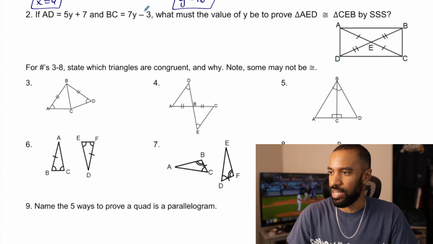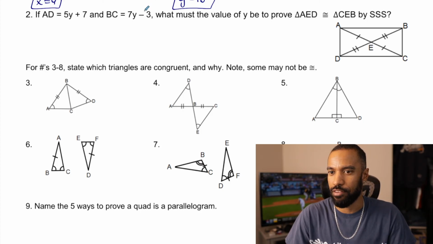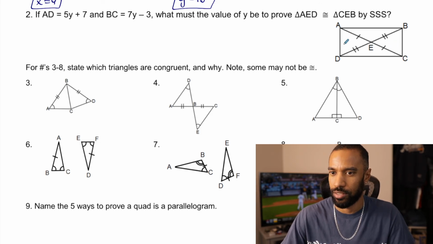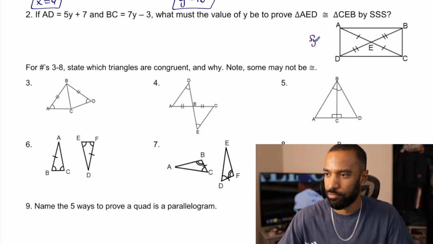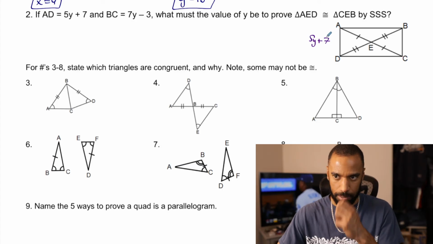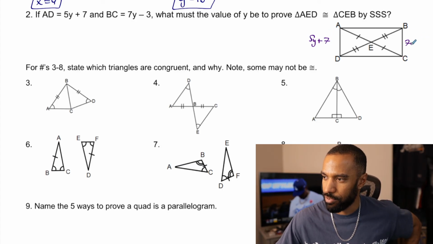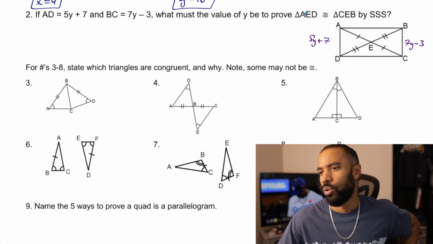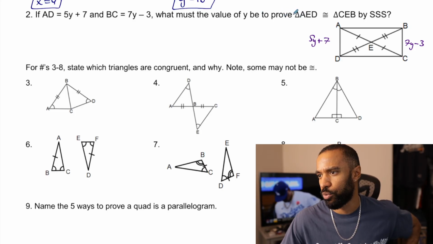If AD is 5y plus 7, okay, over here, 5y plus 7, and BC is 7y minus 3, what must be the value of y to prove triangle AED is congruent to triangle CEB by side, side, side?